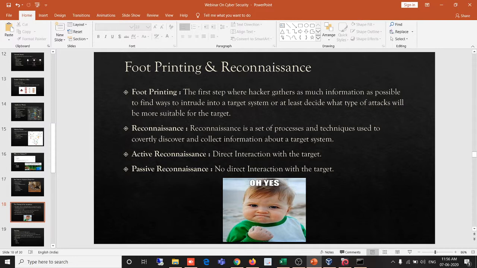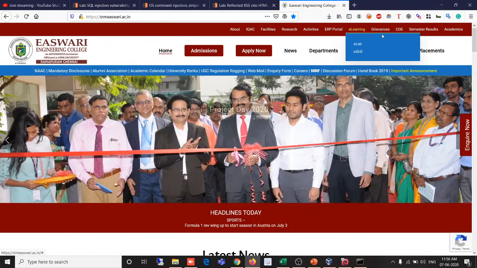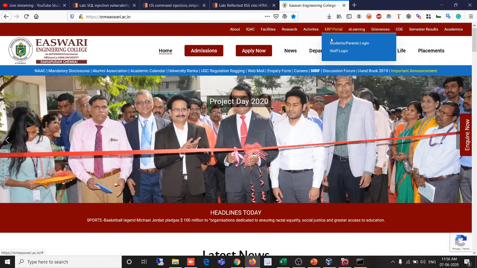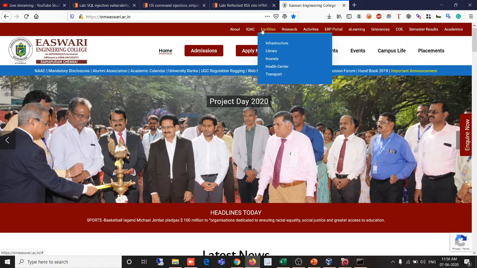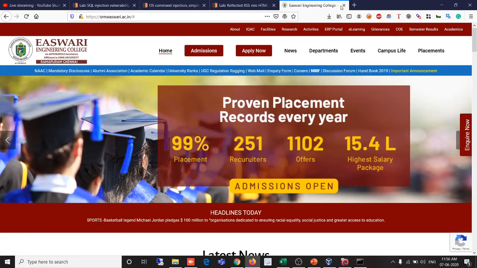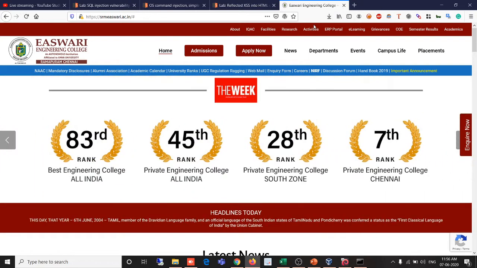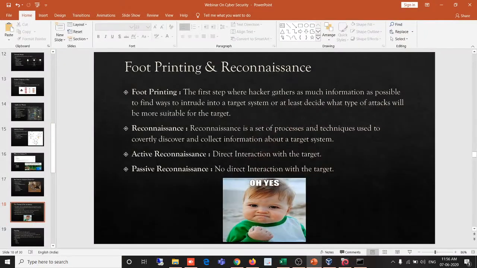Reconnaissance has two kinds: active reconnaissance and passive reconnaissance. Active reconnaissance is where you directly deal with the entire website. If there is a login page here, you directly interact with the login page and find what tools or functions are available in it. That is active reconnaissance, the direct interaction with the target.